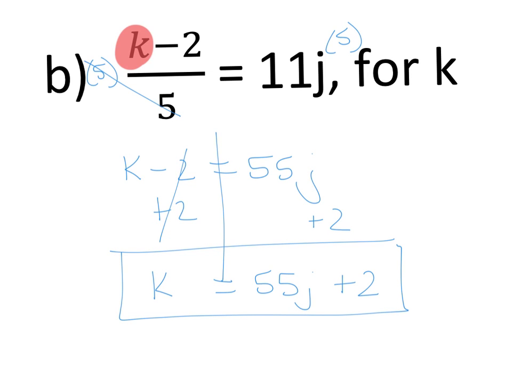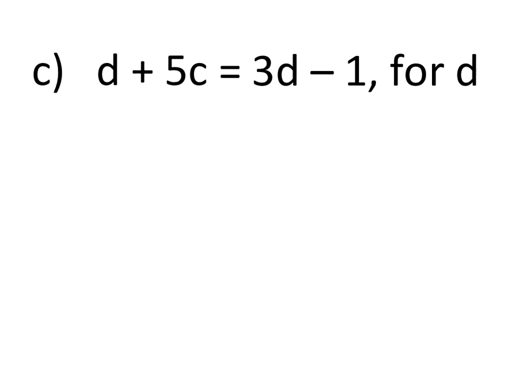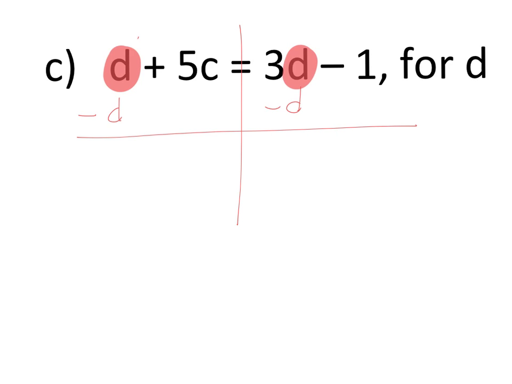All right, so let's look down here at our next example. Okay, so C. Now in this one, it says solve for D. If I look here, I've got a D on this side, and I've got a D on the other side, okay? So you're still going to sometimes have to move them together, get them on the same side first before you start moving things around. So in this case, I want to subtract the D over to the other side and get them put together, okay?